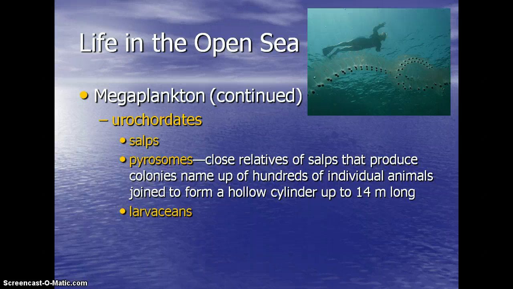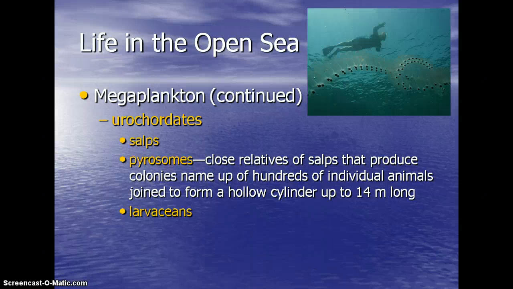Okay, other types of megaplankton that you will find. You will actually find urochordates. So if you remember back to the beginning of this semester, I know, a long time ago, we talked about urochordates. Those are things like tunicates or sea squirts. So they have all of the characteristics of being a chordate at some point of their lives. So if you remember the characteristics of a chordate, those would be a postanal tail, a notochord, a dorsal hollow nerve cord, and then pharyngeal pouches or gill slits.